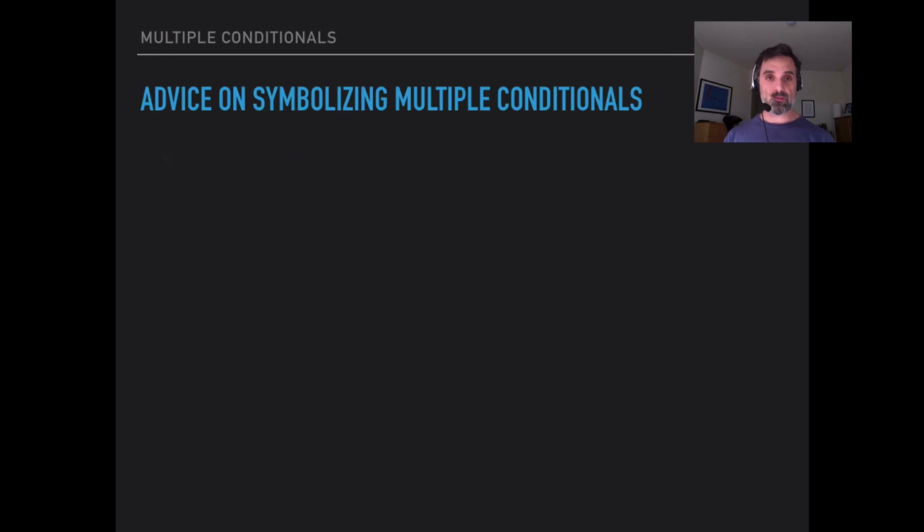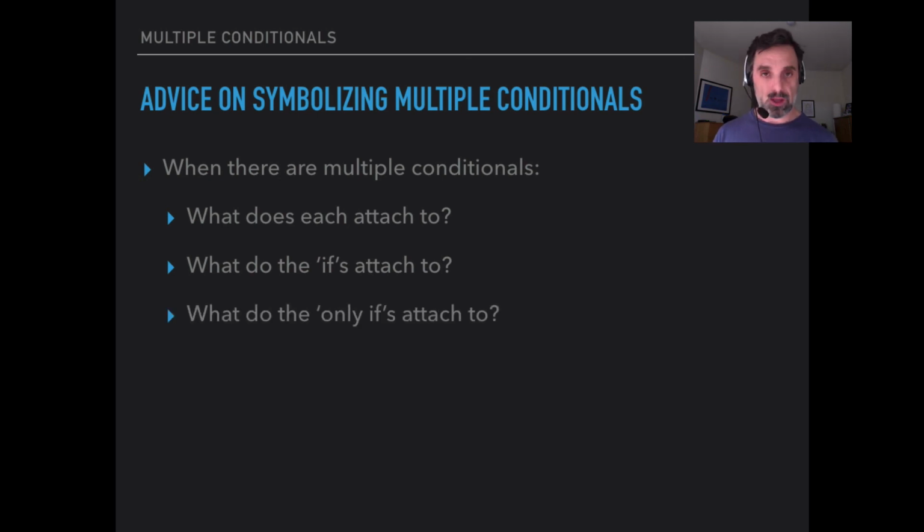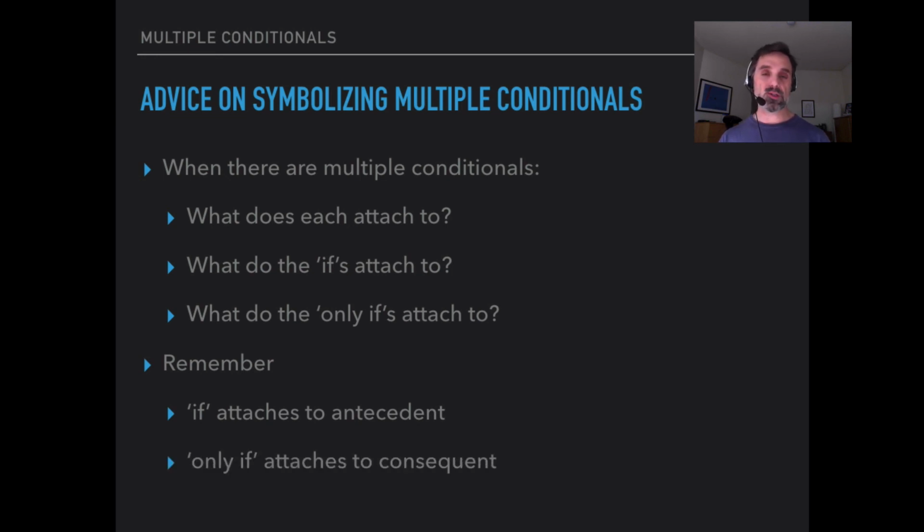So when you're symbolizing multiple conditionals, you want to pay attention to what the conditionals attach to. In particular, for example, what do the ifs attach to? If there are thens, what do the thens attach to? If there are only ifs, what do the only ifs attach to, to figure out what goes where. And you also want to remember, if attaches to the antecedent, only if attaches to the consequent. We'll also see sentences like this in the derivation system, and if we're going to do modus ponens, we need to be clear about which is the antecedent and which is the consequent. We will see that in some of the derivation examples, which I will be doing in a separate video. So good luck with your symbolizations.